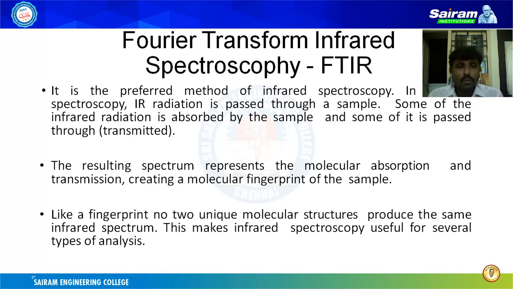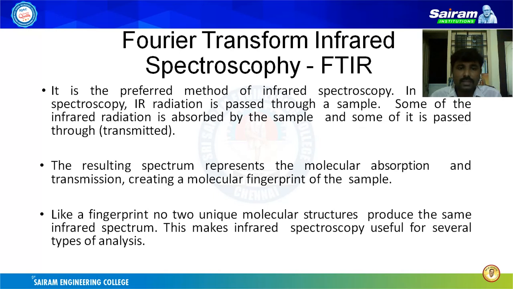It is the most preferred method of infrared spectroscopy. In spectroscopy, IR radiation is passed through a sample. Some of the infrared radiation is absorbed by the sample and some of it passes through it. That is called the transmission region, the radiation transmitted through the sample.